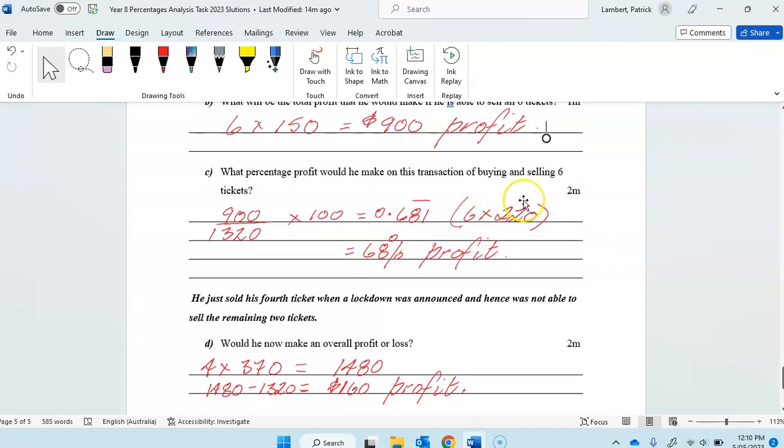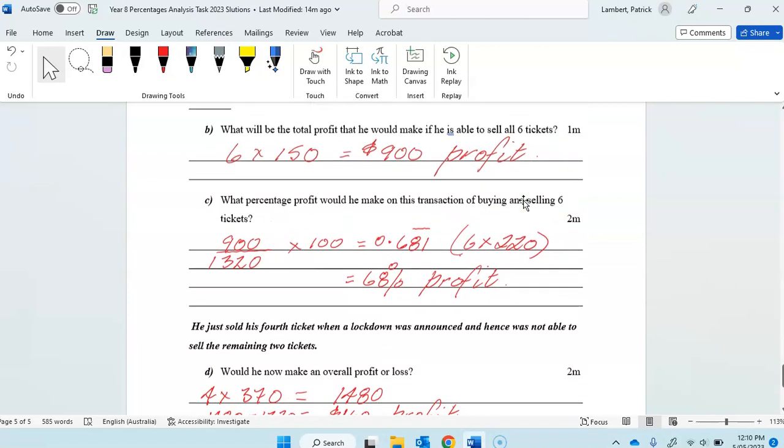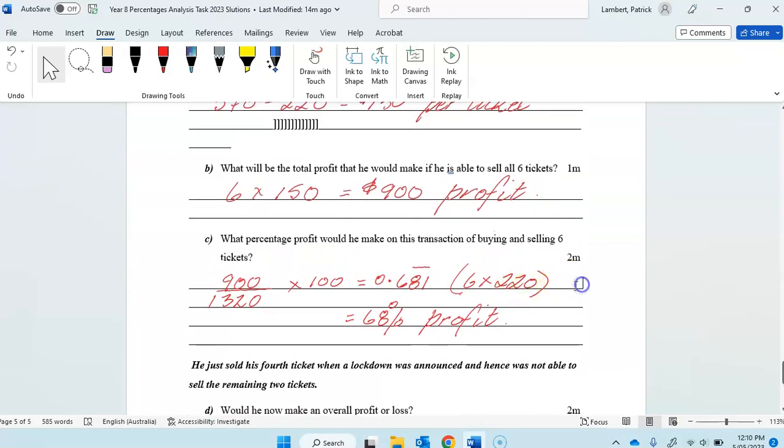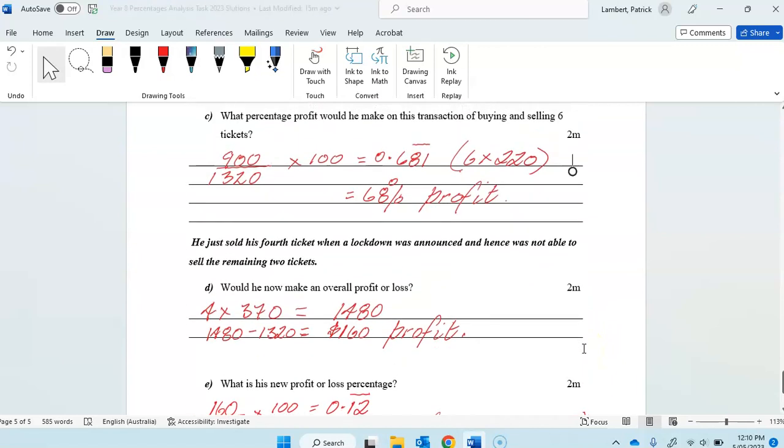What percentage profit on this transaction of buying and selling 6 tickets? So 6 times 150 was 900. The original amount of 1320, because 6 times 220 for the tickets, and that's 900 out of 1320 times 100 comes to 0.681 recurring, 68% profit.